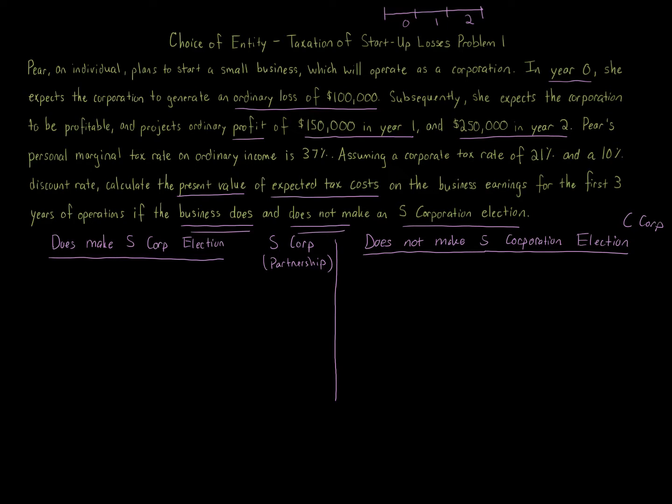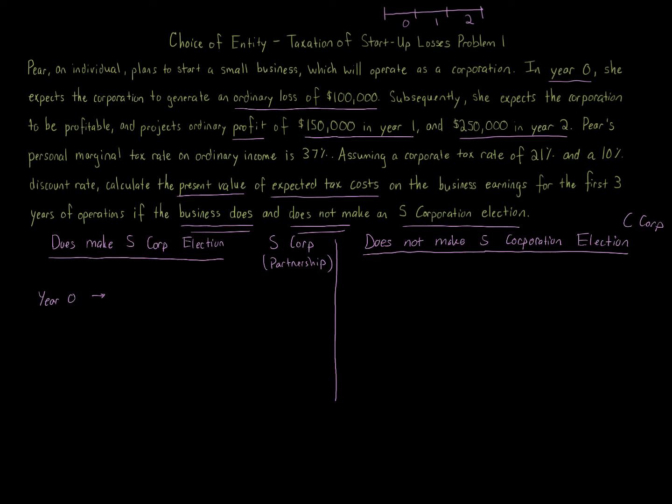And the idea is that we're going to compare and contrast the two at the end. So let's just start with the S corporation, go through and calculate those things. So if we look at year 0, now year 0 is the current year taxes. Year 0, we have S corporation, and there's a $100,000 ordinary loss.